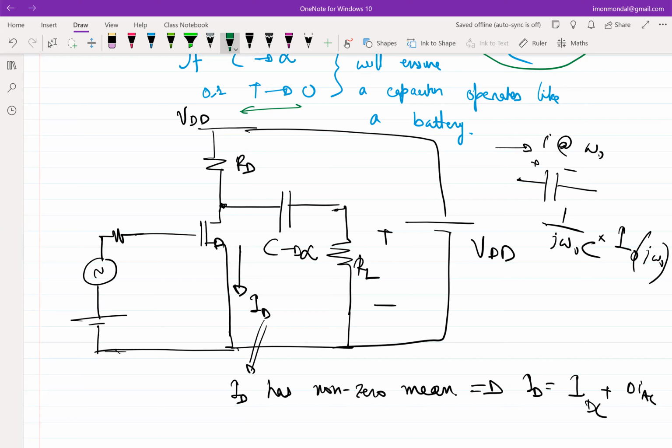I'm harping on this because I will not harp on this later on. Okay, so the IDC will flow through this, and the IAC part of it can flow either through this, some part of it, and some part can flow through this. Because under AC condition, the capacitor acts as a short circuit. When it's a short circuit, the current has both ways to go. It can choose to go either into RD or into RL.